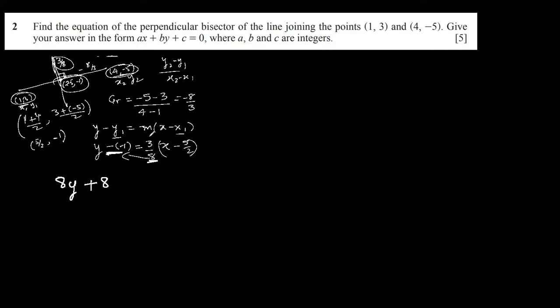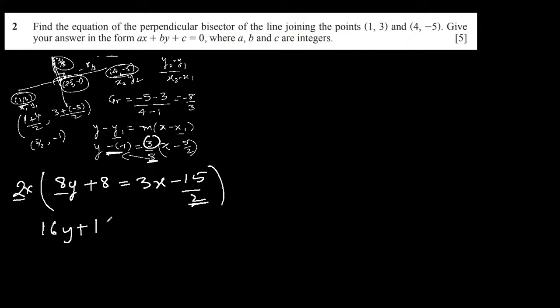And now 3 is left. 3 will multiply with inside. So 3x minus 15 over 2. Again, the format is not the way we want it. So what we do, we'll just multiply the whole of it by 2 so that this 2 is taken care of. So 2 times 8y will be 16y. 8 times 2 is 16. 3 times 2 is 6x. But this 2 and this 2 will cancel, so it will be left with just minus 15.